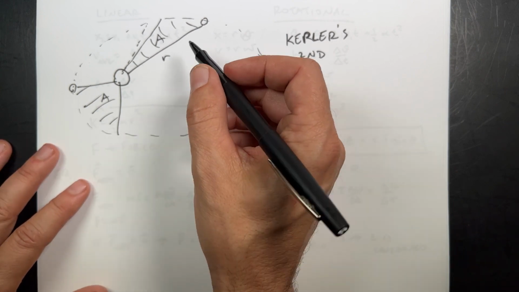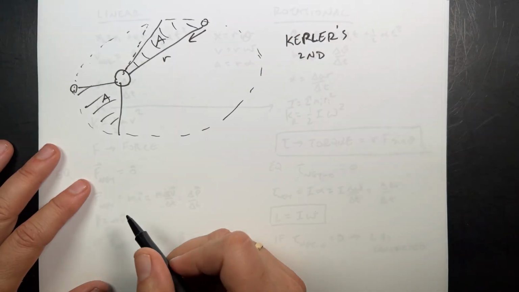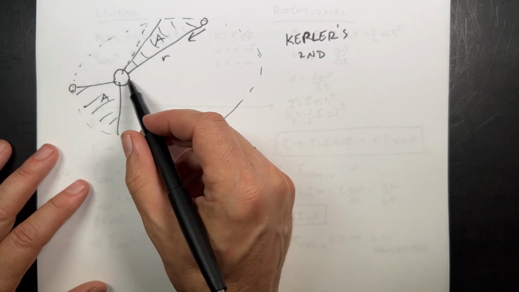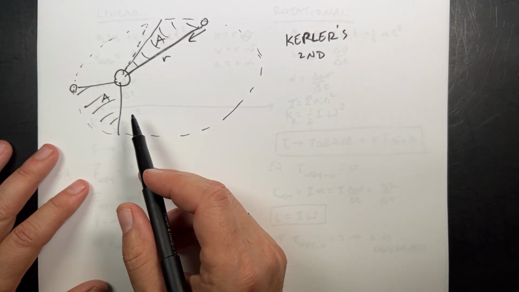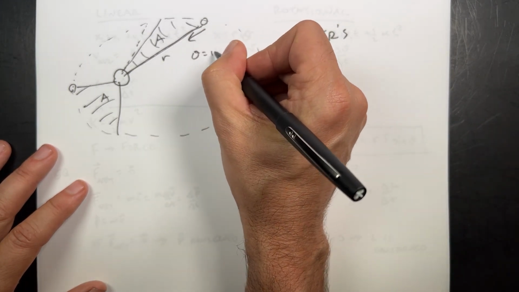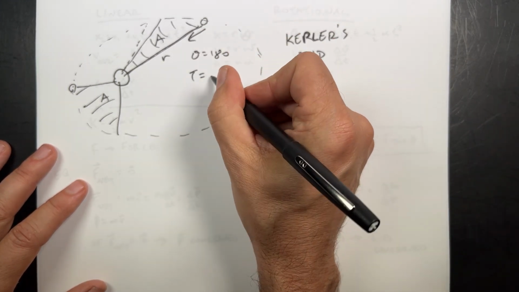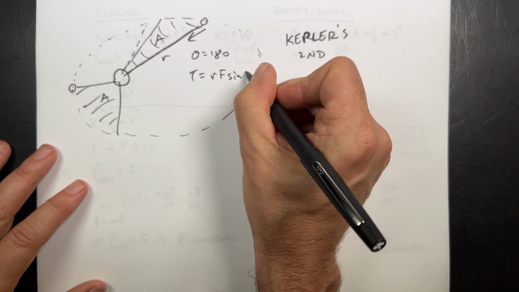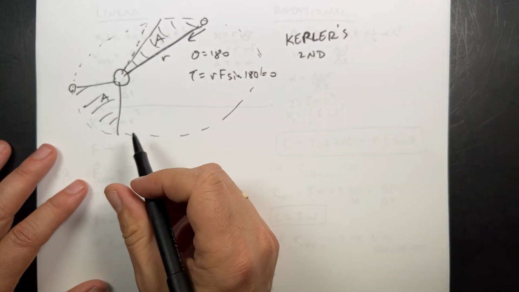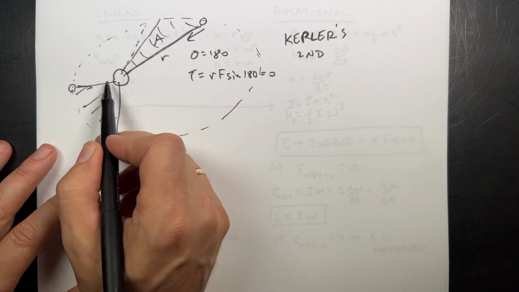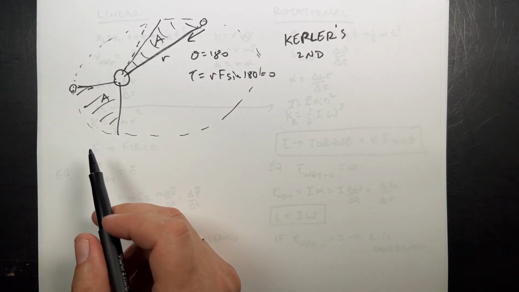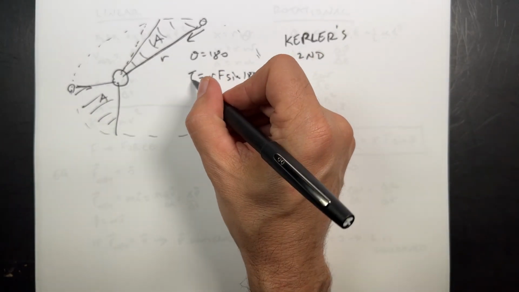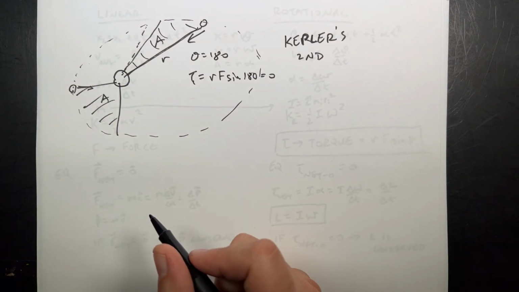Why is angular momentum constant? Well, look at this. I have the gravitational force pulling on it this way, and here's my r value. What's the angle between those? Theta equals 180. What's the torque? It's going to be r F sine 180, which is 0. And the same thing over here. The force and the r are in opposite directions, so the torque is 0. If the torque is 0, the angular momentum has to be constant.